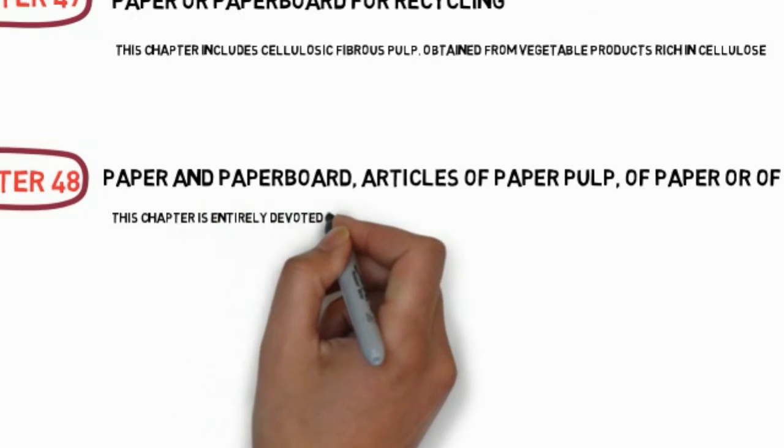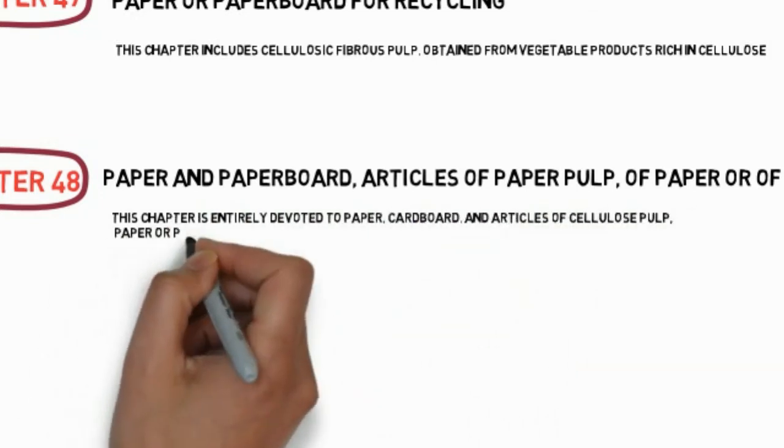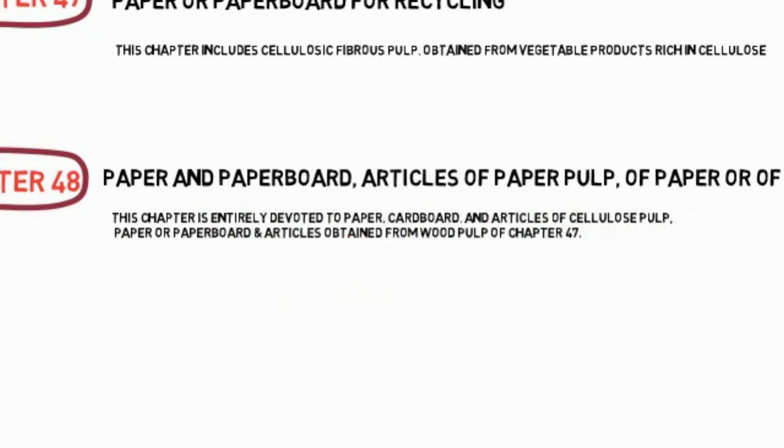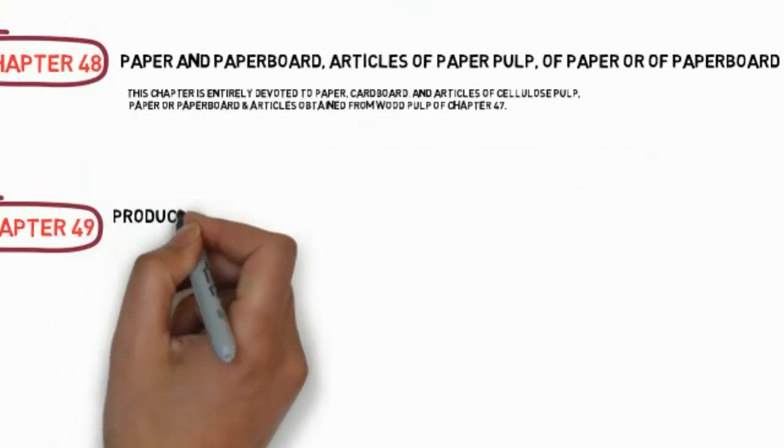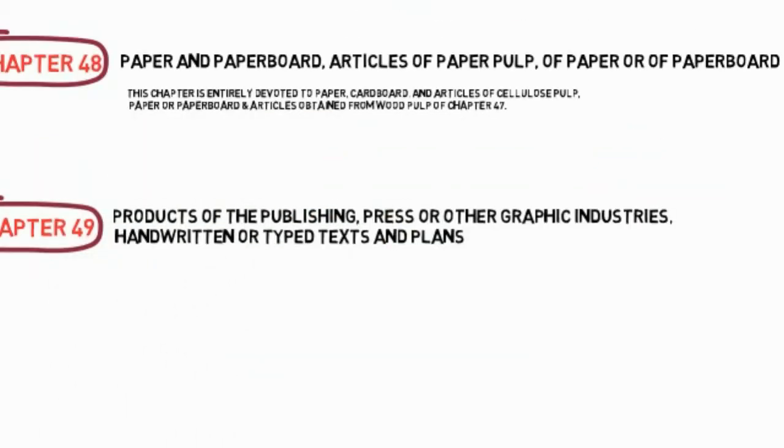Chapter 48: Paper and Paperboard, Articles of Paper Pulp, of Paper or of Paperboard. The term paper covers both paper and cardboard, regardless of their thickness or weight. The paper consists of cellulosic fibers of the pulp of Chapter 47, entangled and agglomerated in sheet form. Chapter 48 is entirely devoted to paper, cardboard, and articles of cellulose pulp, paper or paperboard. It covers several articles obtained from wood pulp or other fibrous materials of Chapter 47.